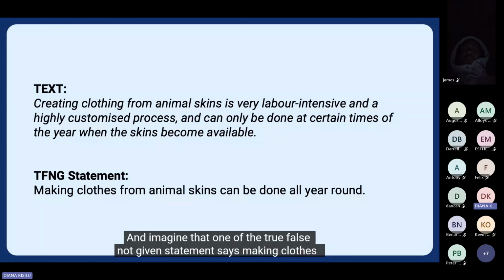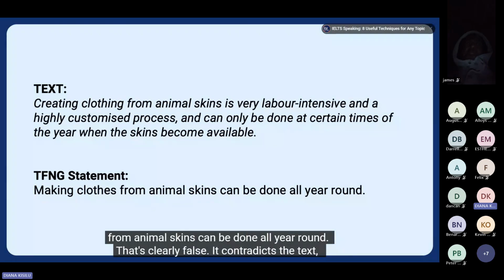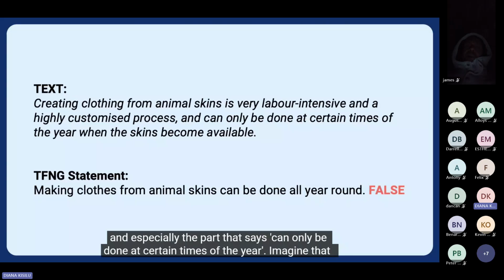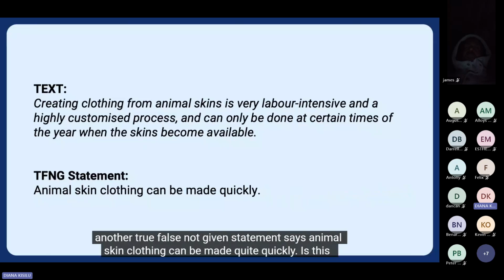And imagine that one of the true, false, not given statements says, making clothes from animal skins can be done all year round. That's clearly false. It contradicts the text, and especially the part that says can only be done at certain times of the year. Imagine that another true, false, not given statement says, animal skin clothing can be made quite quickly.